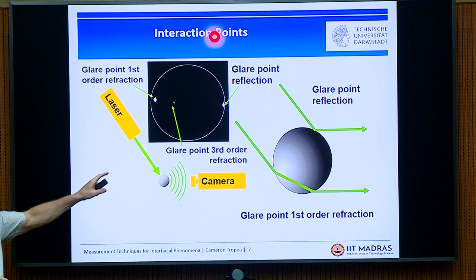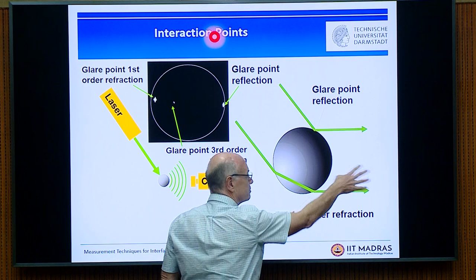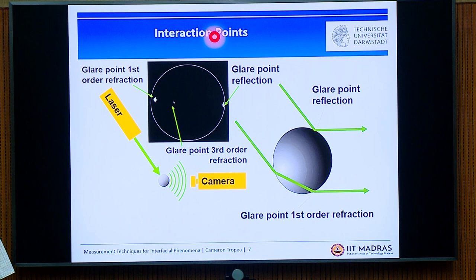This one comes from a higher order, so something came in and came out somewhere, so this is probably the third order refractive. It goes several times through there. And this is, by the way, also the rainbow. This is why you see a rainbow.